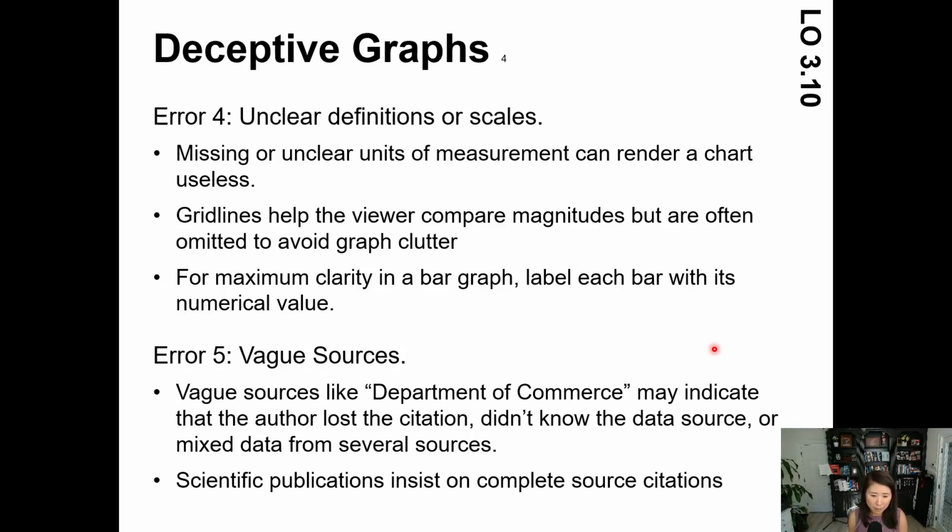And for maximum clarity in the bar chart, label each bar with its numerical value as well, so people can actually read the bar. The fifth error is the vague source. When you are getting the data and creating the chart, it's very helpful to cite where your data source is, because you don't want people creating fake data and fake charts. Many times people forget about that. So if possible, you want to cite the data source so that people can replicate your result, and also check your visualization by going back to look at the original data source.